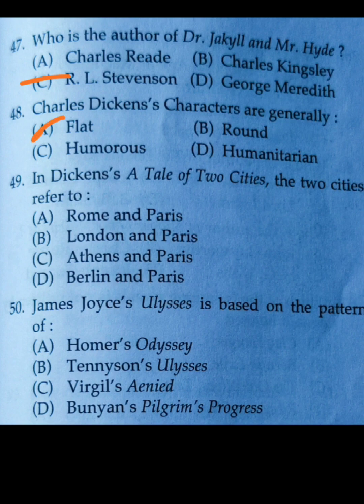In Dickens' A Tale of Two Cities, the two cities refer to London and Paris. Okay. Next one and the last question for this session. James Joyce's Ulysses is based on the pattern of. So Ulysses by James Joyce is based on the pattern of Homer's Odyssey.